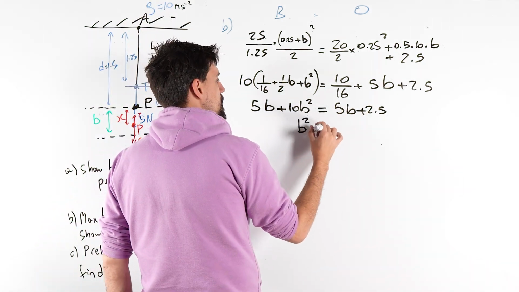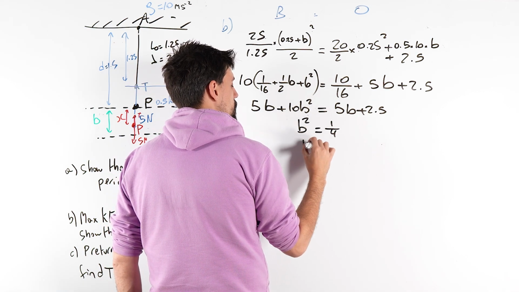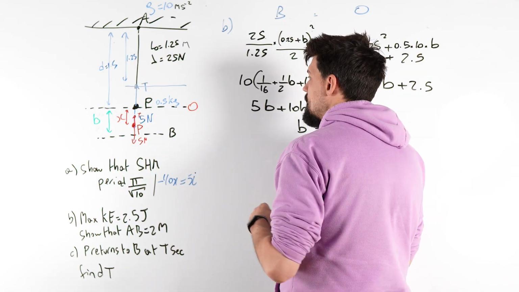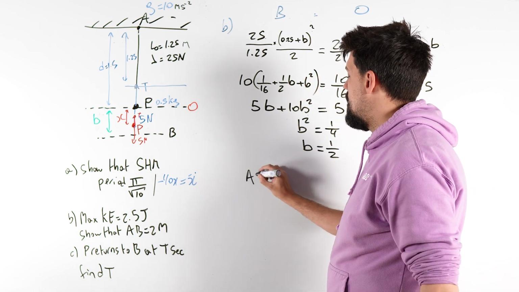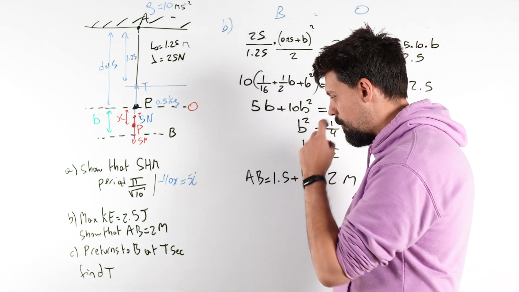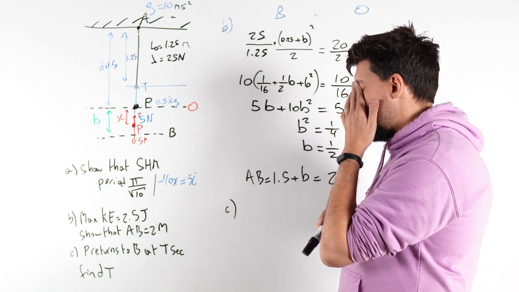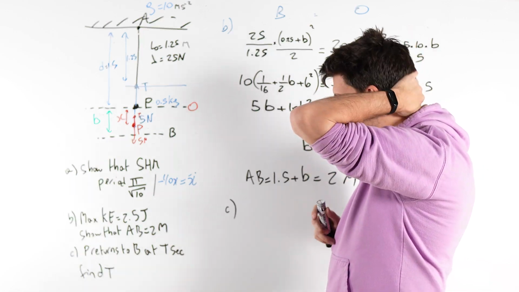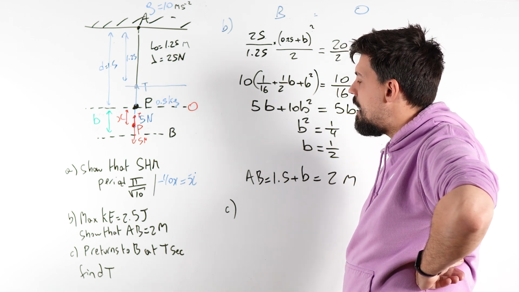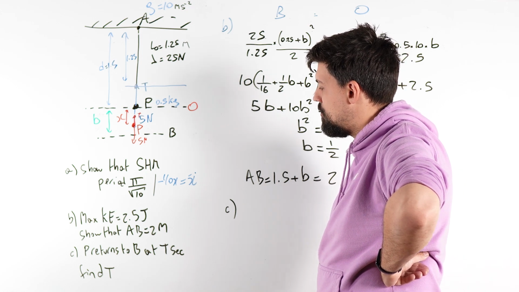So that tells me that b squared is 5 over 2 is 1/4, which tells me that b is equal to 1/2. Now if b is equal to 1/2, then ab is 1.5 plus b, which is 2, and that works out nice. Right, so how long does it take for b to return to t? How long does it take? Well, we've established that it's simple harmonic motion with that period.